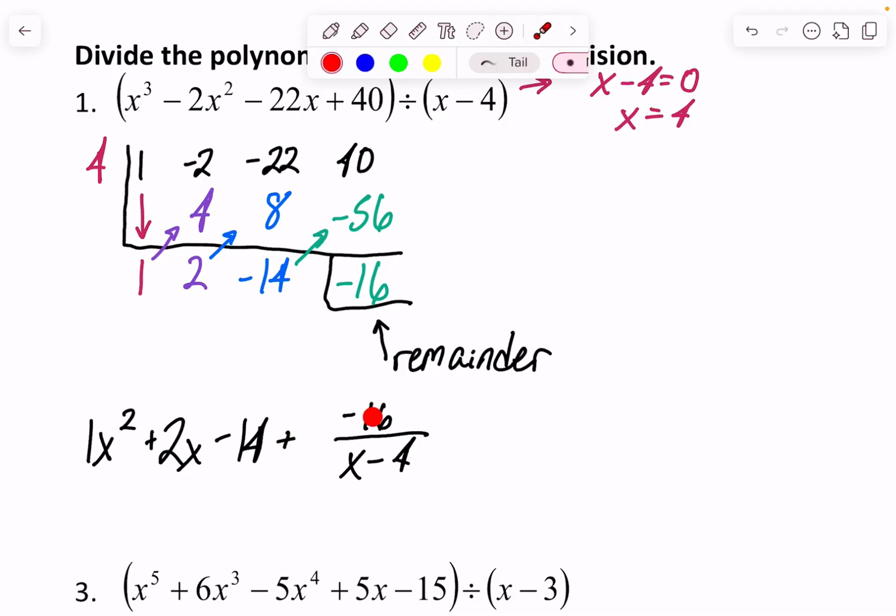And notice how I put the negative with the 16? That can be important sometimes because if we have more than one thing up here and we don't put the sign with it, things can get funky. So just keep that in mind. Like I would put the plus and then put the negative with the 16 on top of the fraction.